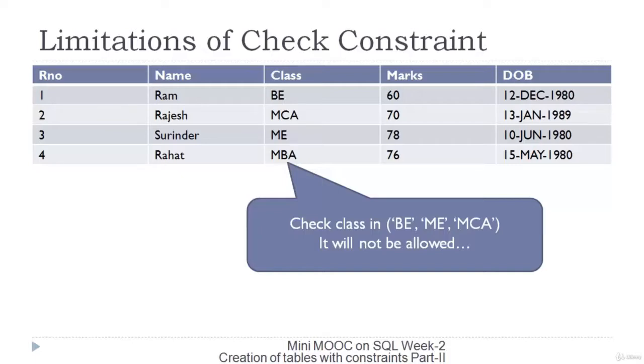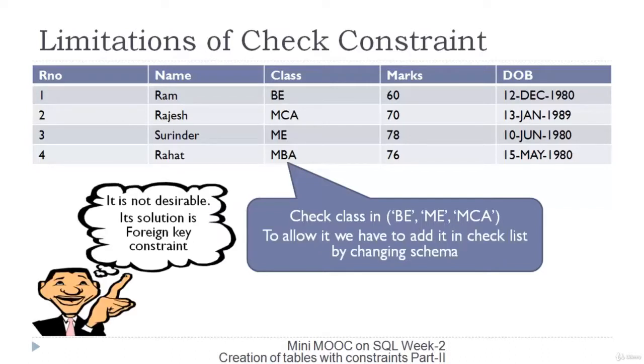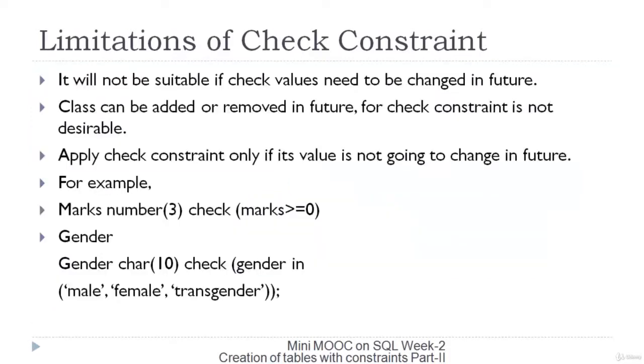In order to make this insertion possible, we have to change the structure of this table by adding MBA into check class list. But for this, we have to make change in the schema of table, but it is not desirable. Its solution is foreign key constraint. So we can summarize that check constraint has its own limitation.